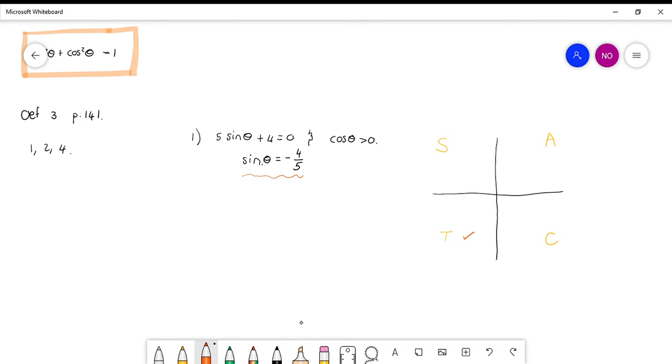So we're looking at either quadrant 3 or quadrant 4. Then the second one we're looking at is cos positive. Cos greater than 0. In which two quadrants will we find cos to be positive? 1 and 4. So do you see the only quadrant that I have 2 ticks in is quadrant 4?